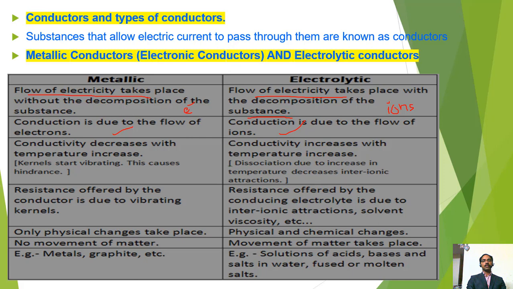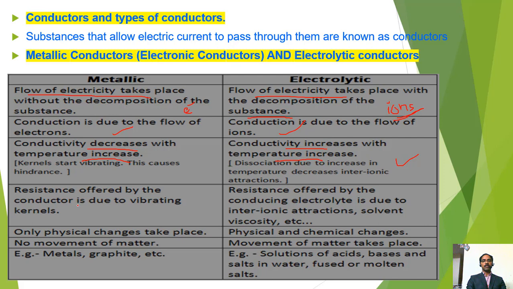In metallic conductors, conductivity decreases with temperature increase. While temperature is increasing, conductivity is decreasing, but in case of electrolytic, conductivity increases with increasing temperature. Why? Because the mobility of ions also increases. In this electrolytic solution, the conductivity depends on the ions' mobility.